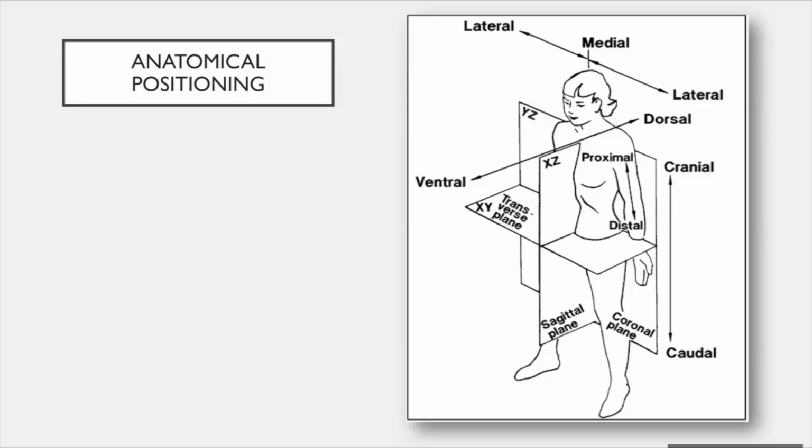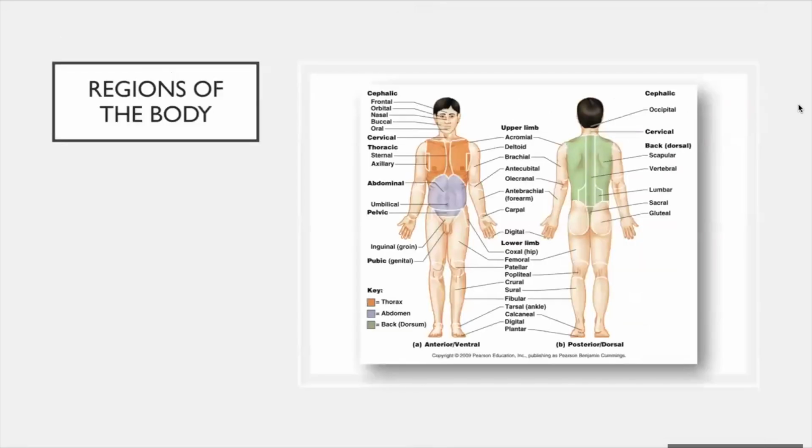The transverse plane cuts your body in half horizontally. The sagittal plane cuts your body in half vertically. And the coronal plane cuts your body between ventral and dorsal, so from front to back. Righty. Next, we'll just talk about some regions of the body. The cephalic portion is your head. Cephalic means head. This includes the frontal, so kind of like your forehead, orbital, around your eyes, nasal, buccal, and oral.